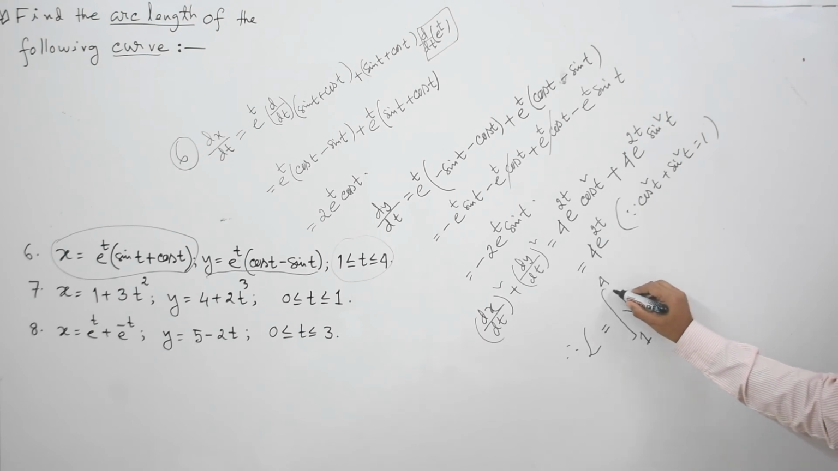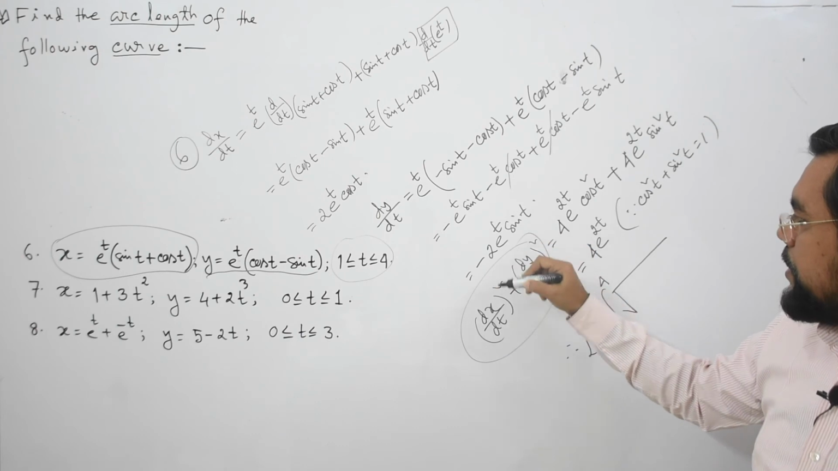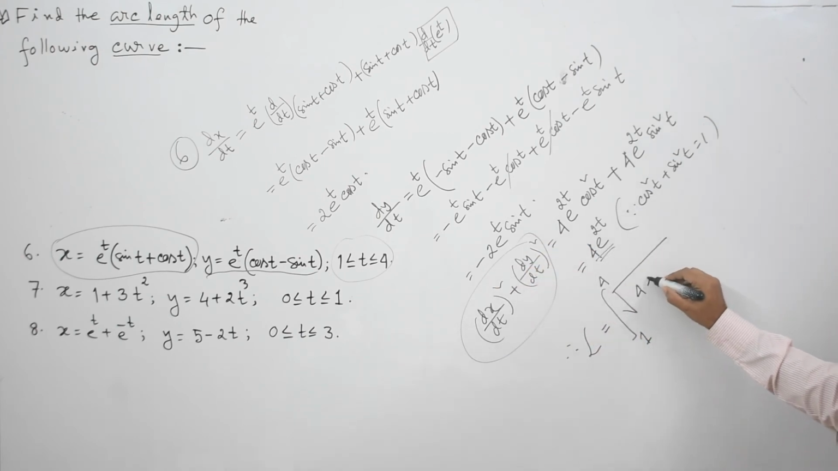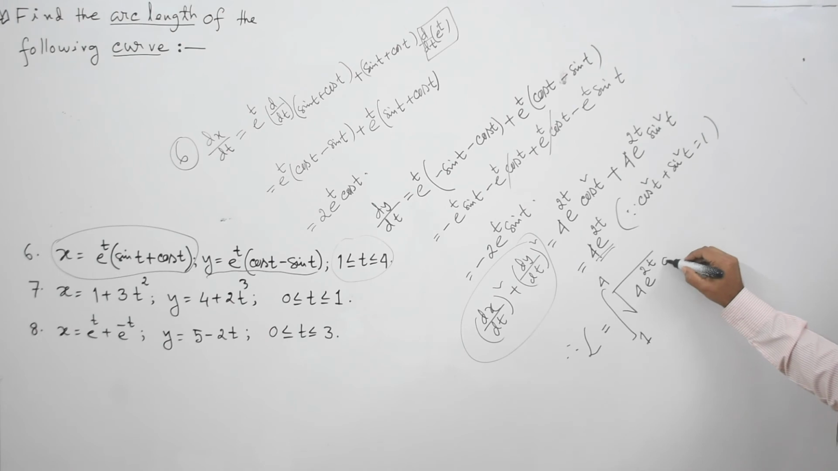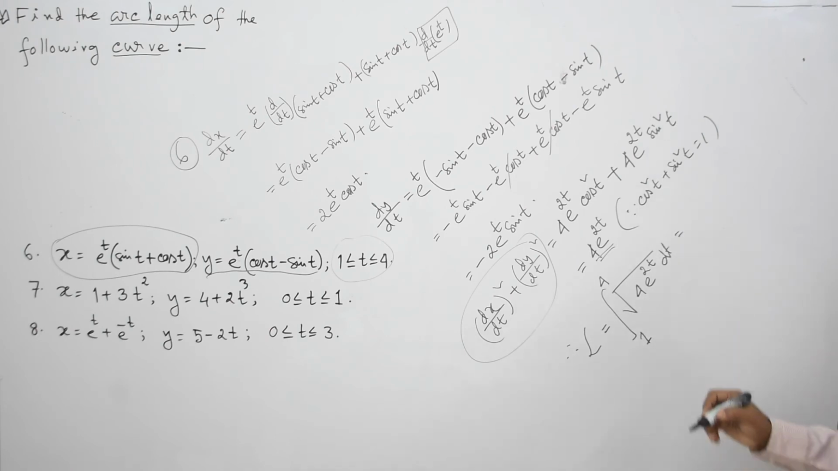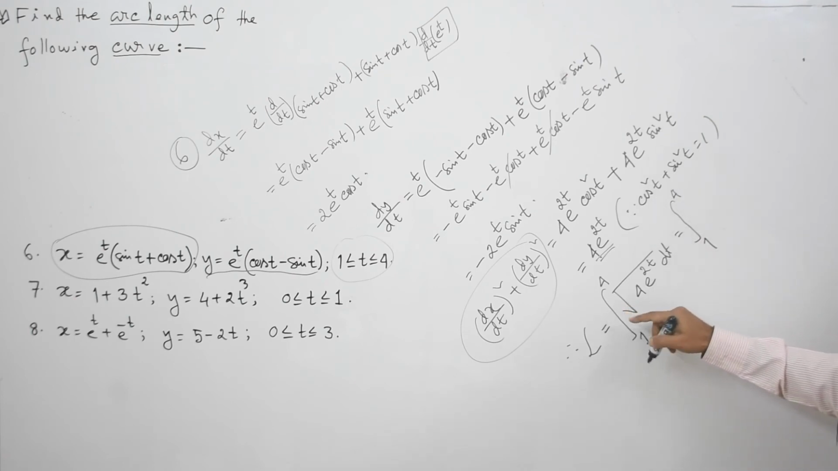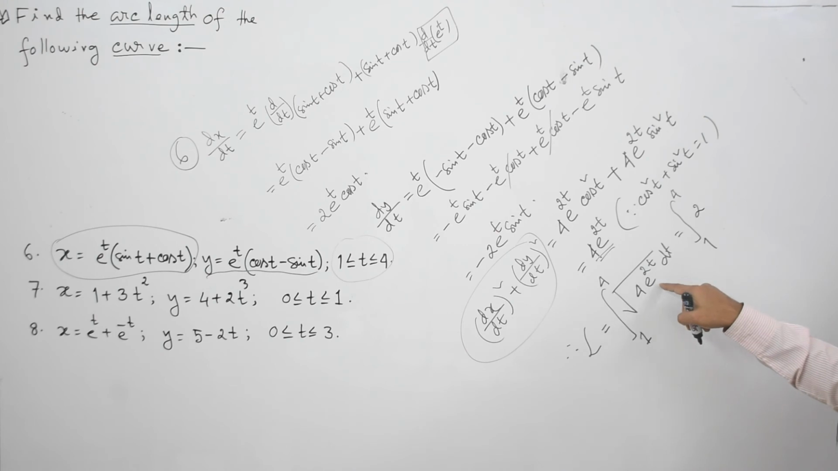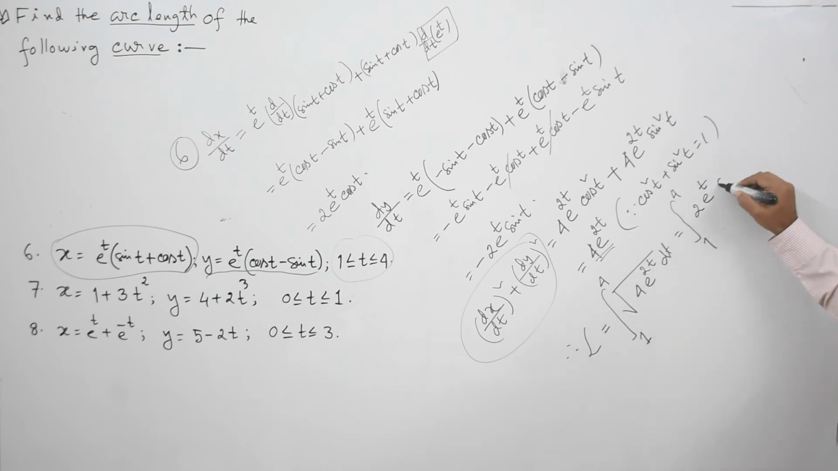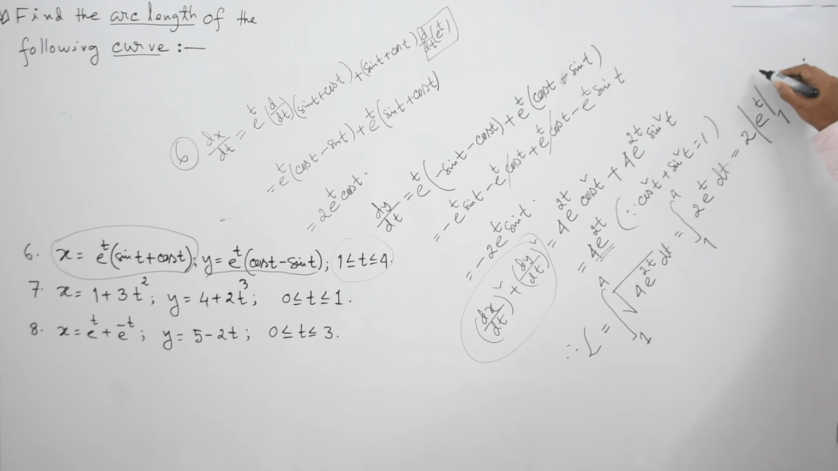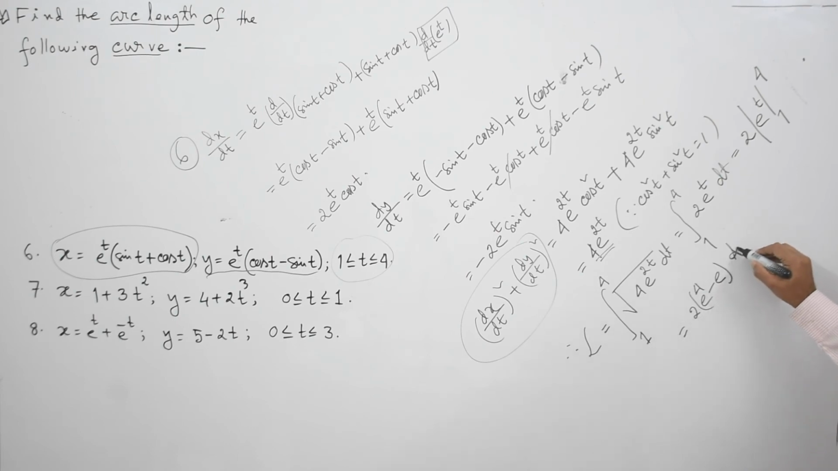4 of the square root of this term, and this term means 4e^(2t) dt, which is equal to the integration from 1 to 4. So this 4 will be 2, and the square root of e^(2t) is e^t, dt, which is equal to the integration of e^t from 1 to 4, and this equals e^4 minus e. So this is the answer.